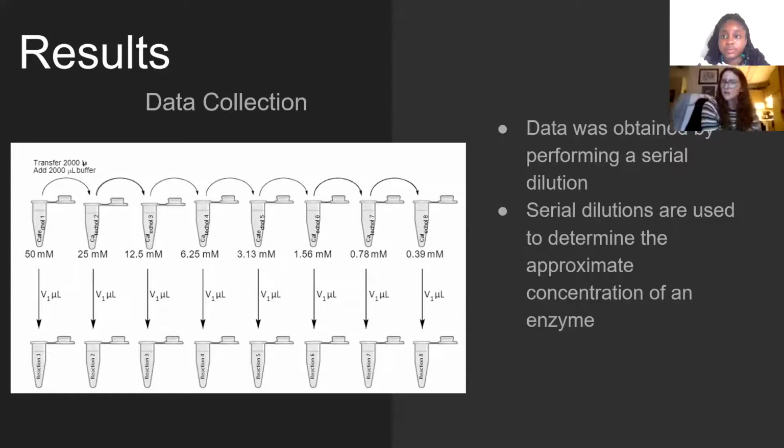So these are our results. The data collection that we did, and how we obtained the data, was by performing a serial dilution. Serial dilutions are commonly used in enzyme assays to determine the approximate concentration of an enzyme by starting with the most potent and then gradually decreasing in a measured concentration to determine the Km, the Vmax, and I think also the Ki, the inhibitory constant.